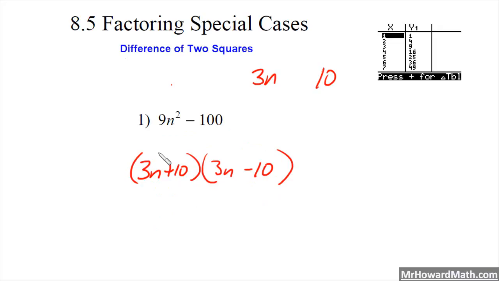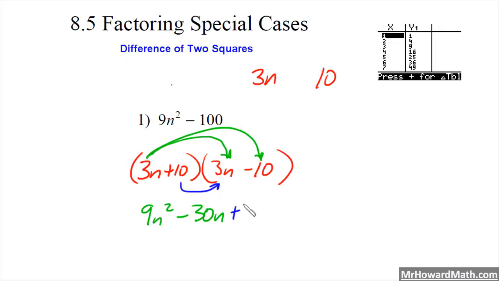So let's prove that this works out. So we're going to FOIL it out. So that would be 9n squared. That would be minus 30n. Use another color here. That would be plus 30n. And that would be minus 100. And if you notice, these middle terms actually cancel. Negative 30n plus 30n, those cancel, and you're only left with 9n squared minus 100. So you're back where you started.